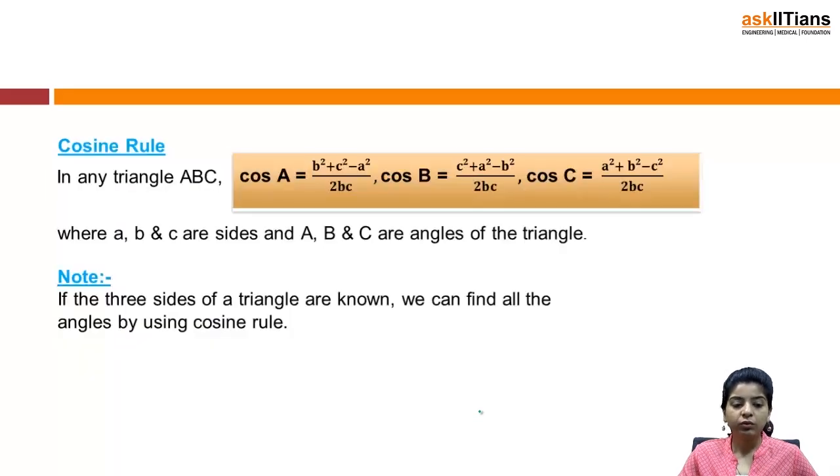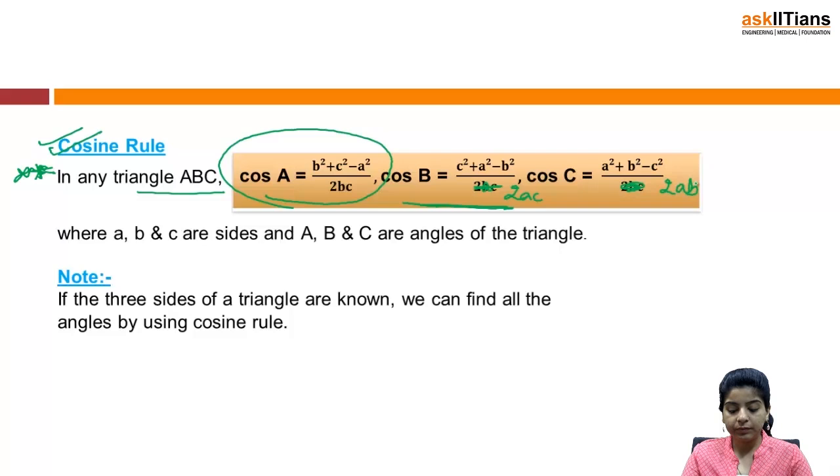Now we have the cosine rule. Now again, as sine rule is important, cosine rule is equally important. In any triangle ABC, cos A is b square plus c square minus a square by 2bc. Sorry, this should be b square plus c square minus a square by 2bc. Then cos B is c square plus a square minus b square by 2ac, and cos C should be a square plus b square minus c square by 2ab.